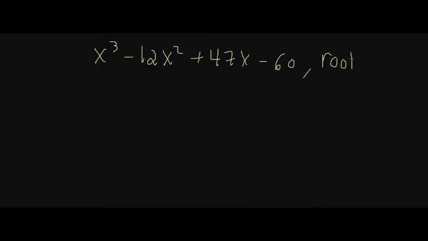So let's go ahead and look at an example problem that's a little bit more challenging. I think I did this one actually in the other video: x to the third minus 12x squared plus 47x minus 60, and our root is 3. So all we're going to do is take our 3 and put it in a corner here. Now just like before, there's a 1 in front of x to the third power, so all we do is bring the 1 down.